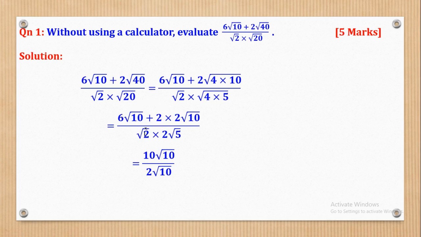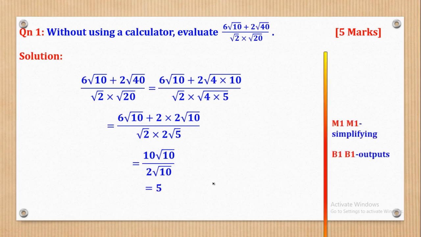Then root 2 times root 5 is the same as square root of 2 times 5, which is square root of 10, that is why you see root 10 there, and the 2 is there. So next you realize that this root 10 can cancel with this root 10, and this 10 divided by 2 gives you 5. So basically that is what they wanted.